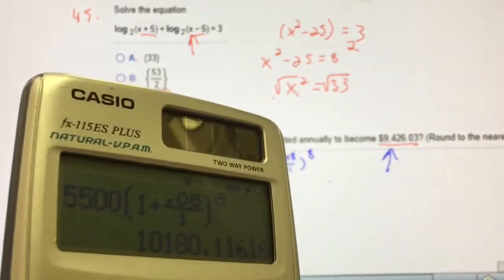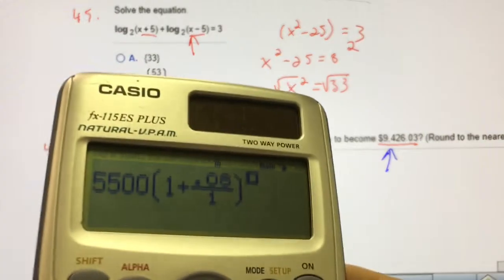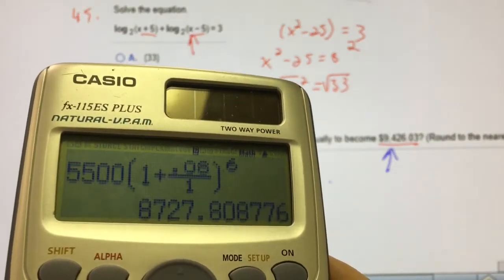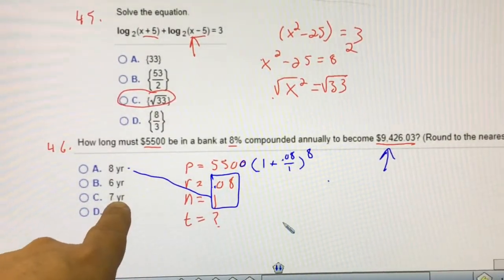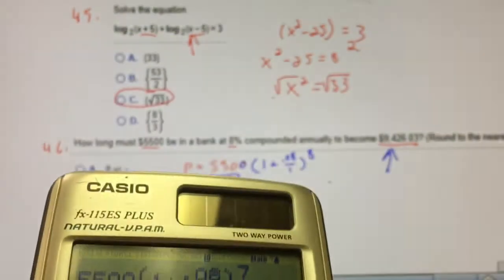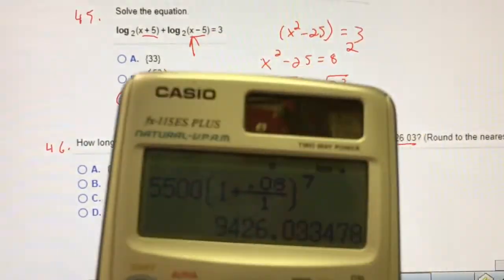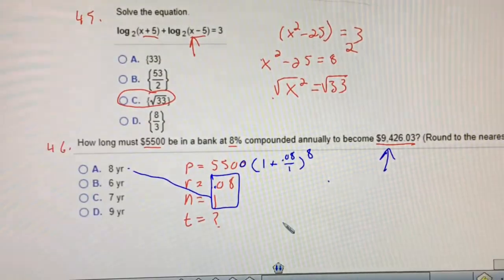So here's what's nice. I'm just going to back arrow, and I'm going to change that from 8 years to 6 years. Hoping it equals 9,000. Nope, it doesn't equal 9,000. I'm going to back arrow and change it from 6 years to 7 years. $9,426.03. Notice it's the same as that. So what number was that again? It was 7 years.